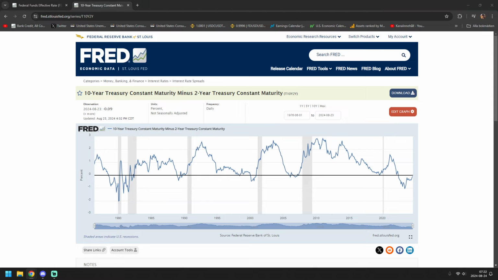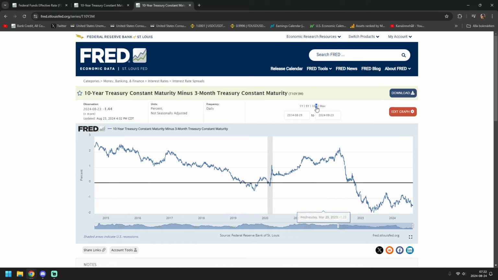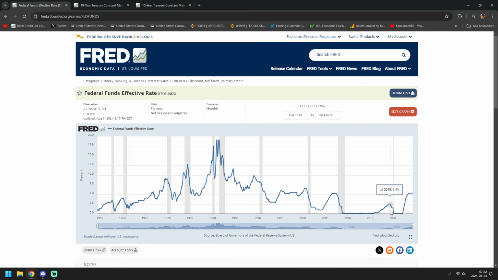And in fact, just to do this, I'll bring it up for you. 10-3 FRED. You can see it here prior to COVID, it was inverted here. So that one was predicted by the bond market, that there was going to be a recession.